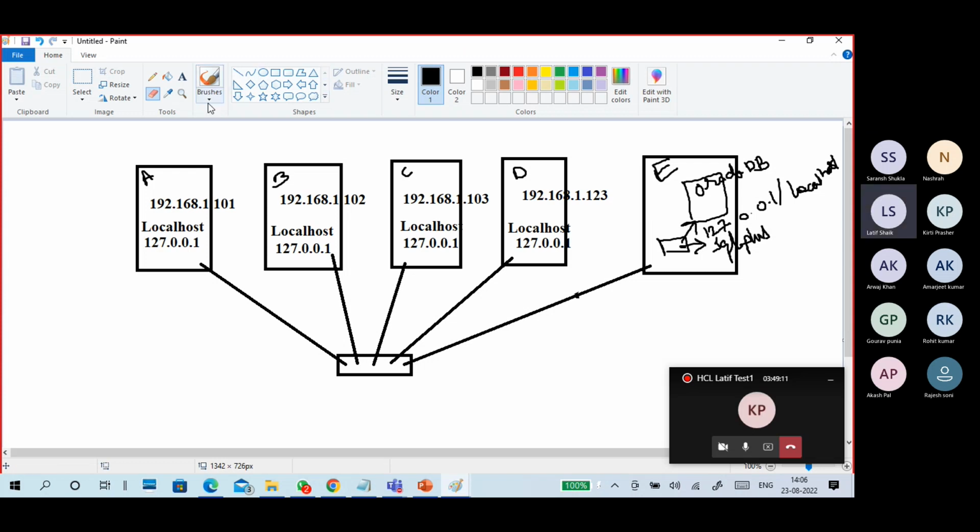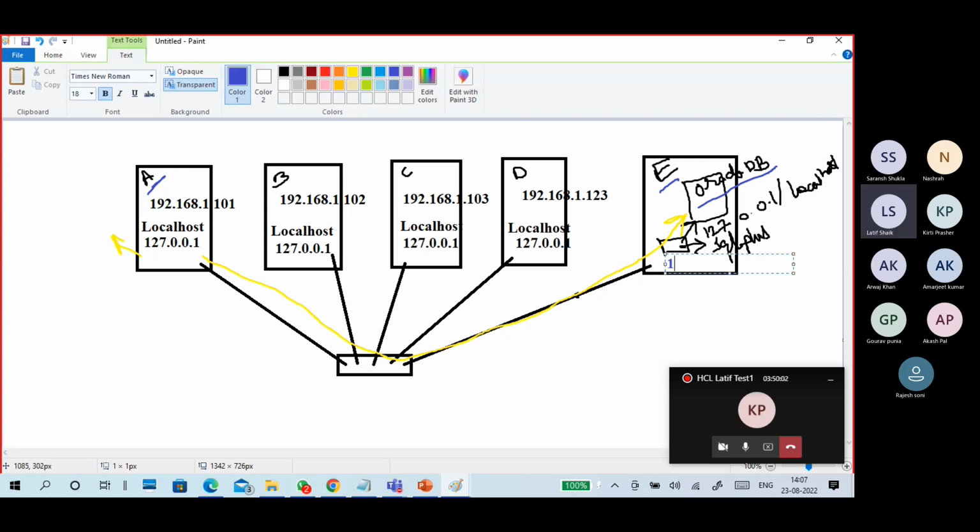If in case I want to access this Oracle DB from another PC, for example, APC wants to access this application, A wants to send a request to EPC. How does it connect? I will write the connection in a visible manner. I want to connect this Oracle DB, which is on EPC, from A. So how will I connect it? What is the IP address of EPC? That is important.